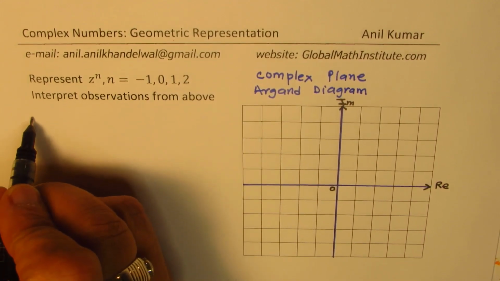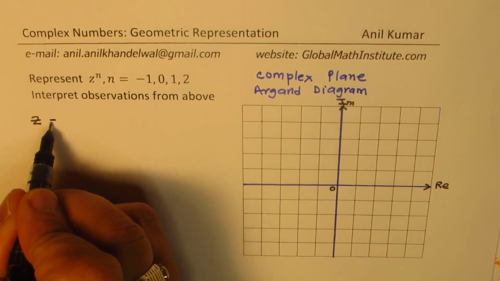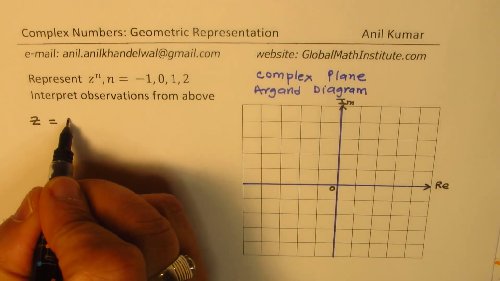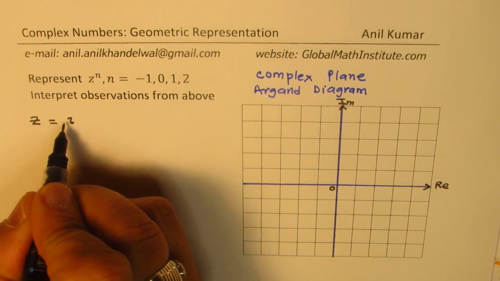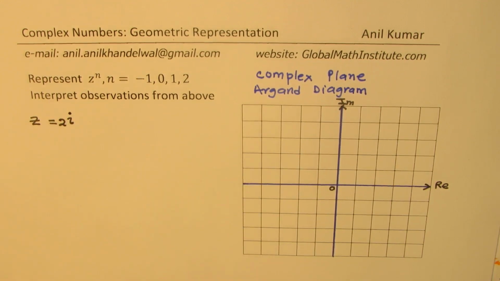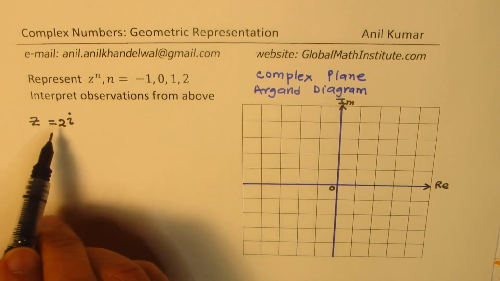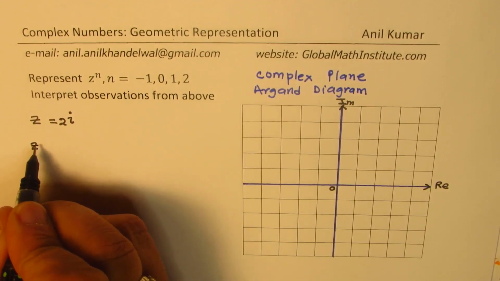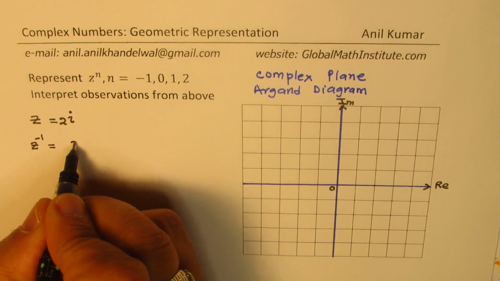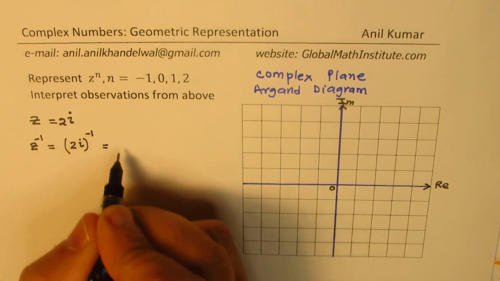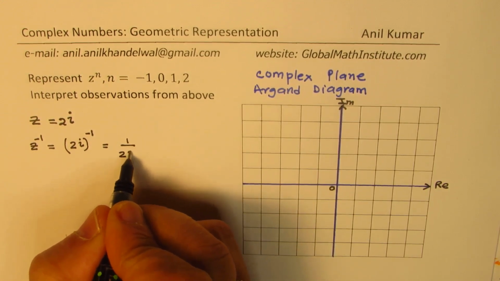We'll take an example. Let's take a pure imaginary number first, and then we look into its powers, right? Let's say z is equal to 2i. So we are taking a pure imaginary number, z equals 2i, and then we'll see how to represent these powers. So z to the power of -1 basically means 2i to the power of -1, right? And that is 1 over 2i, correct?